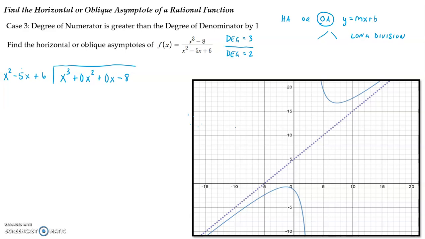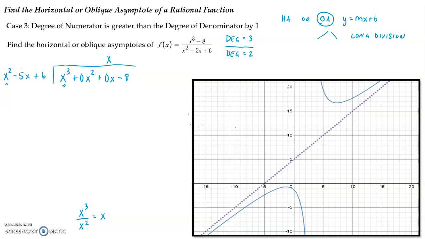So let's go ahead and start our long division. Remember that we're going to be taking this first term, the x cubed, and dividing it by x squared. I'll make some notes down here to do this work. If we divide these out, that's going to give us an x. So I'm going to put my x up on top, and leave it so that all my terms are lined up. So I've got my x term up there, and our next step is to multiply.